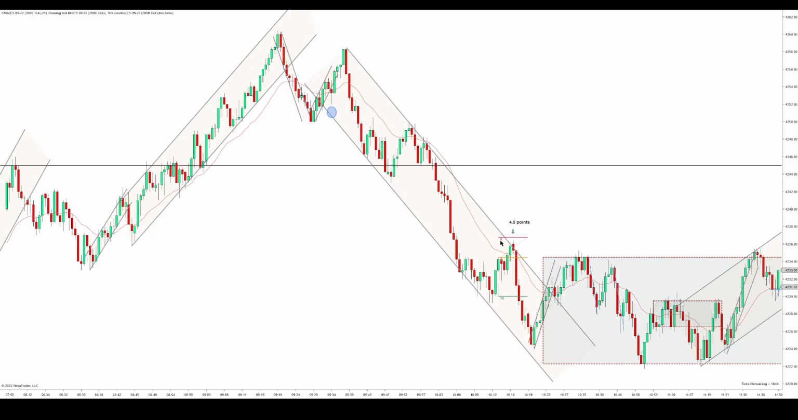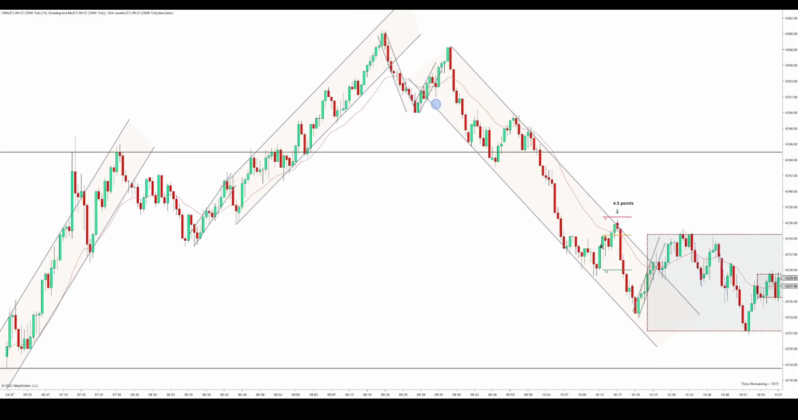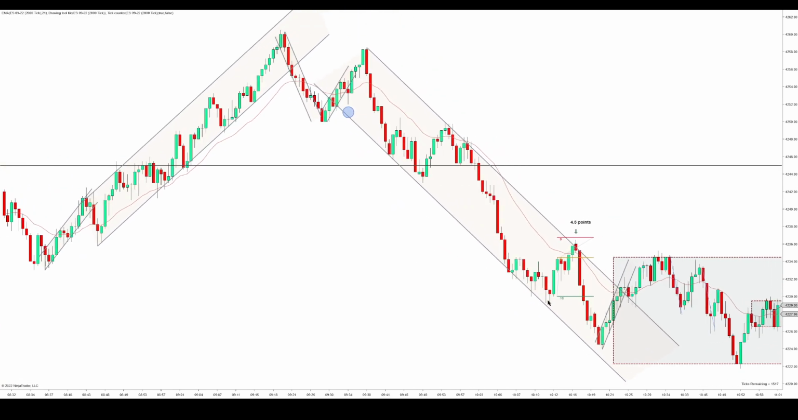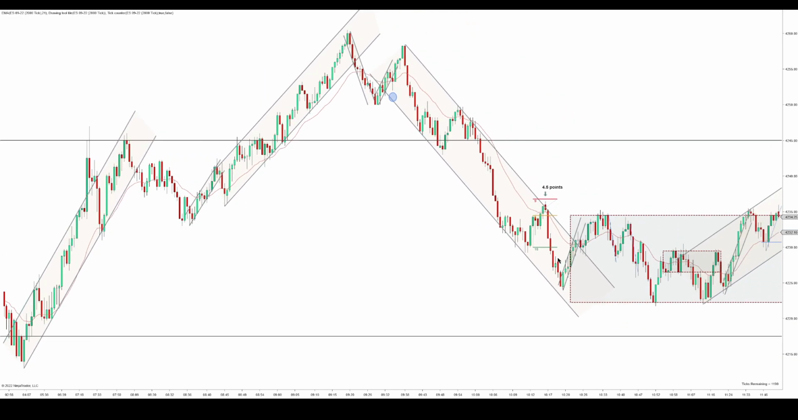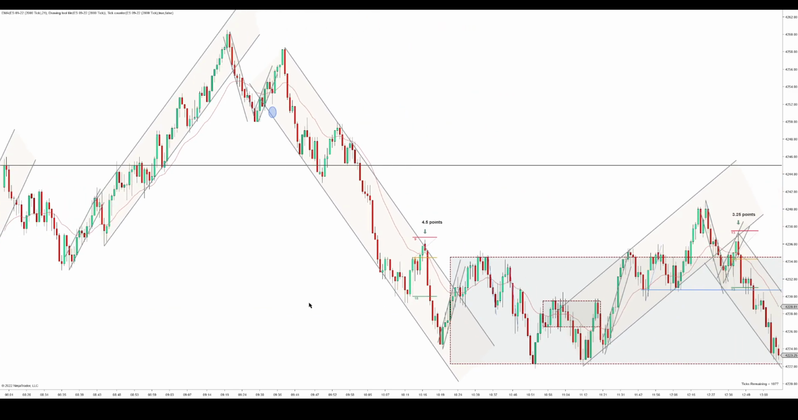So basically it was just too short picture. It's just too small picture looking at these small up moves. You got to look at this bigger picture context. But anyway, I just wanted to start off with that.